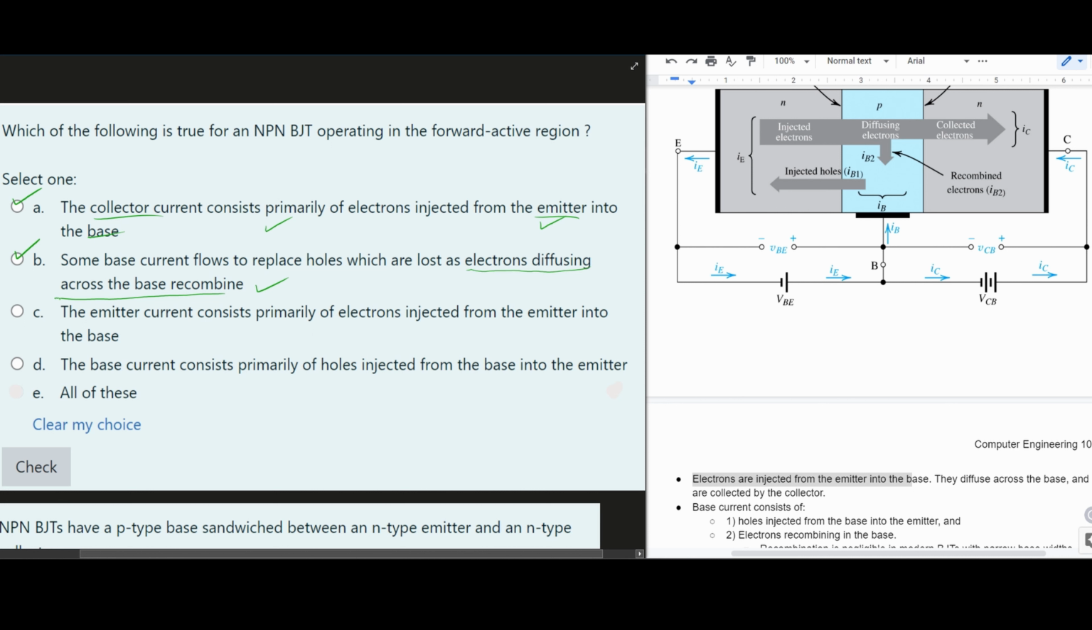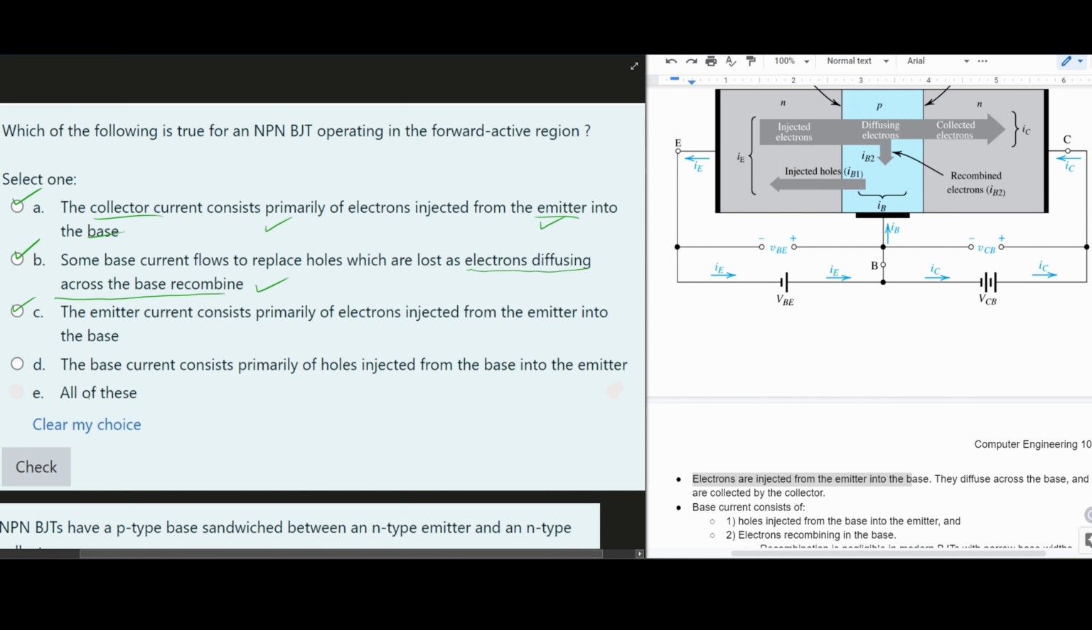Next, we have the emitter current consists primarily of electrons injected from the emitter into the base. Well, if we look at our emitter right here, the IE, it consists primarily of the electrons, the injected ones, from the emitter that go into the base. We have injected electrons. Remember, we were talking about injected, diffusing, and then collected, and that's the way the arrow is pointing. It also says in the notes that the electrons are injected from the emitter in the base, so this is going to be true as well.